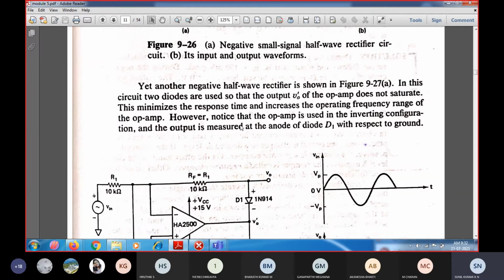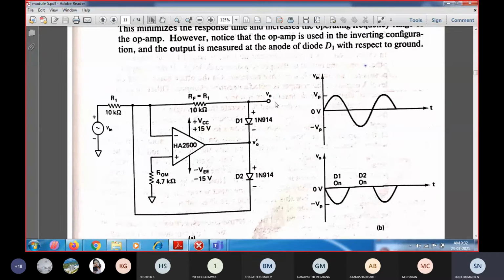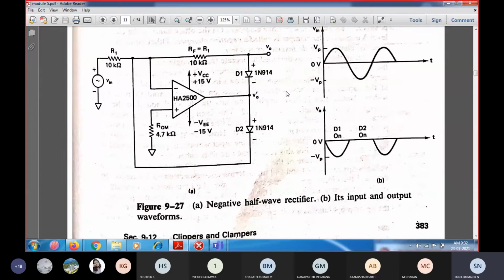So now, when you employ this type of network, the op amp is not going to saturate, and hence the response time will be less, and along with that the operating frequencies are going to be less. So let us see the operation of this circuit, so that we can see how we are going to avoid this saturating during the positive half of the cycle.